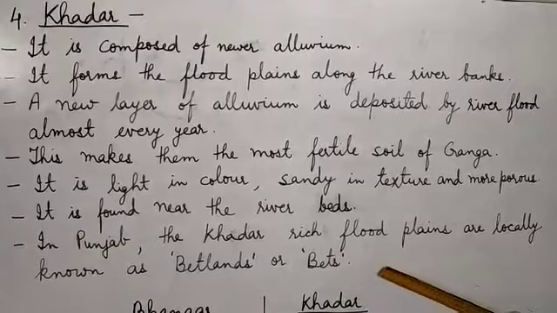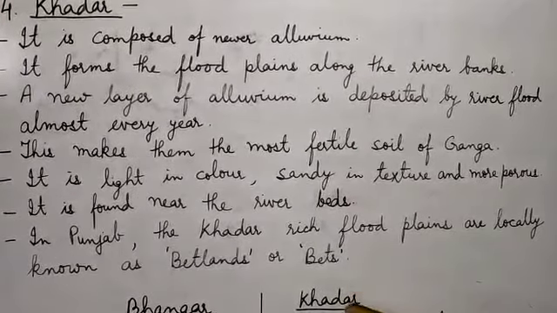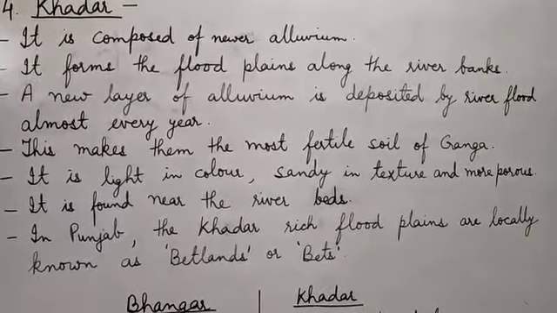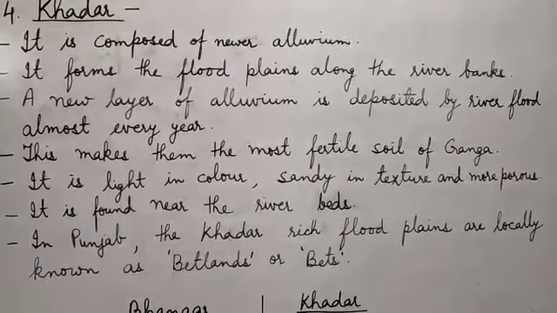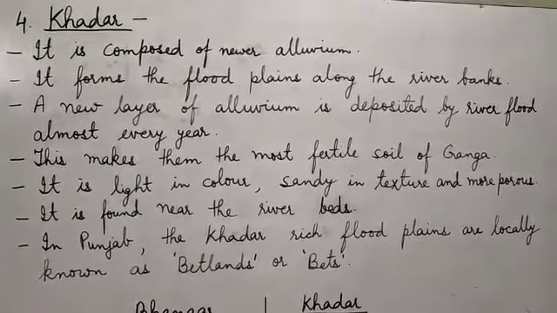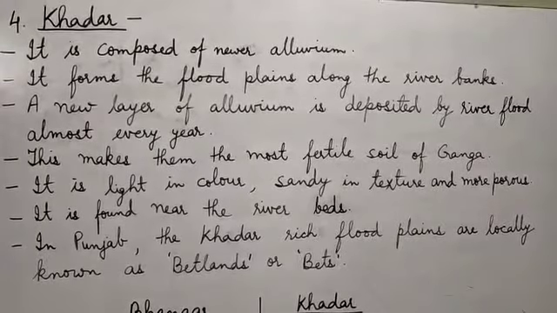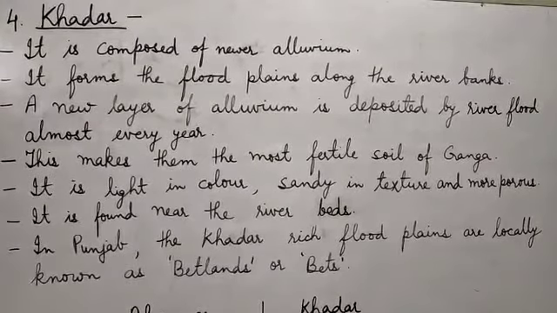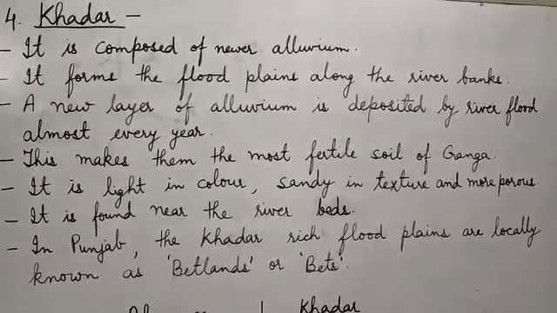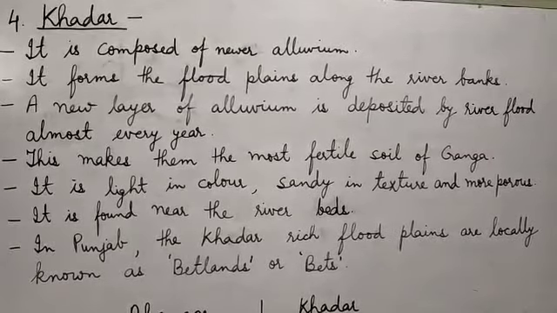In Punjab, the Khadar-rich floodplains are locally known as wetlands or beds. So what are wetlands or beds? They are the Khadar-rich floodplains in Punjab. So the local name of Khadar in Punjab is wetlands or beds. So this ends the segment, the classification of the northern plain on its variation in relief. First was Bhabar, then Tarai, then Bhangar, and then Khadar.